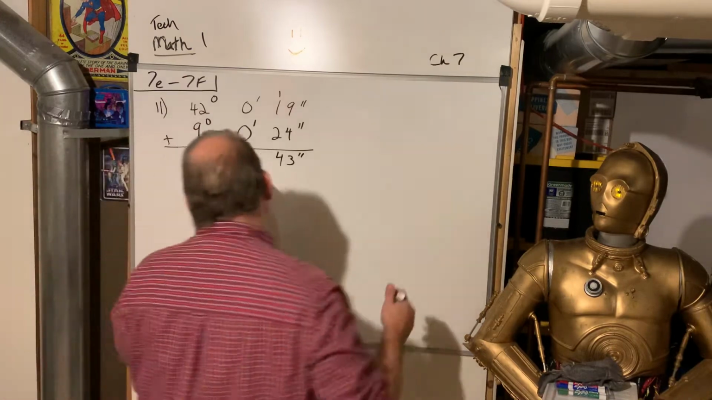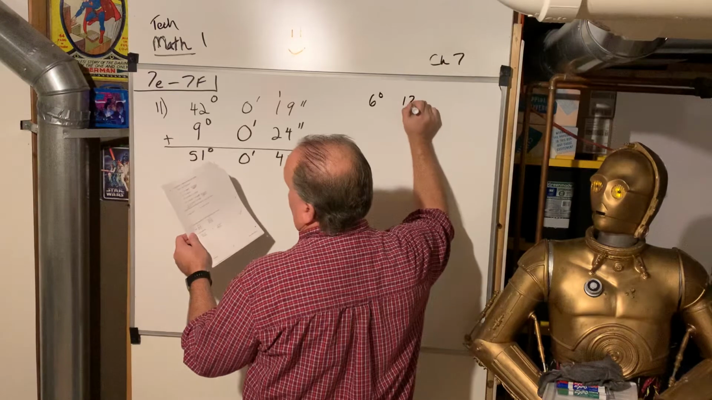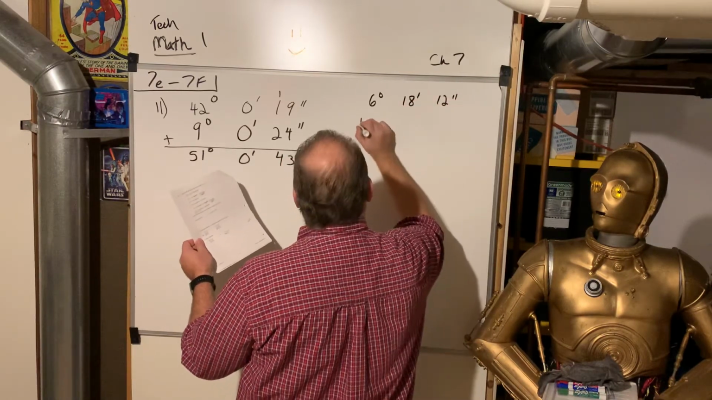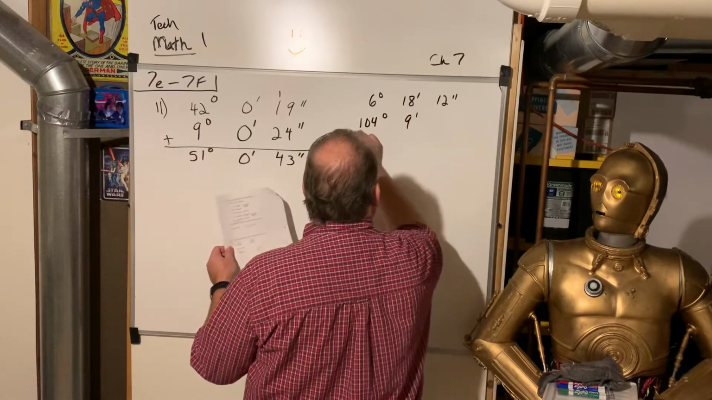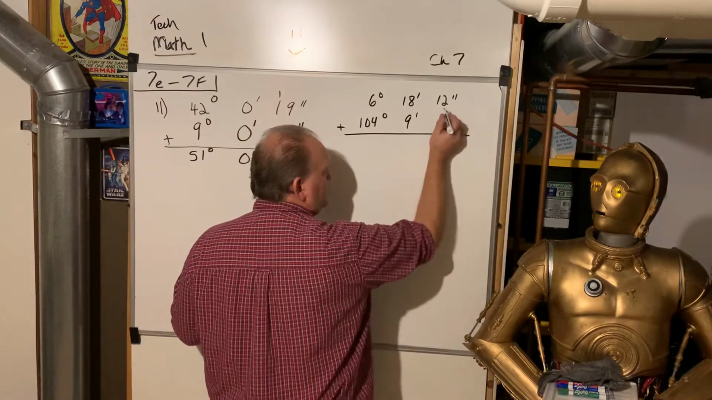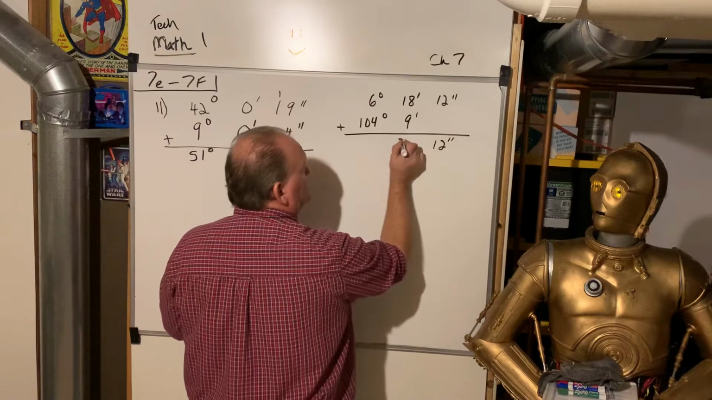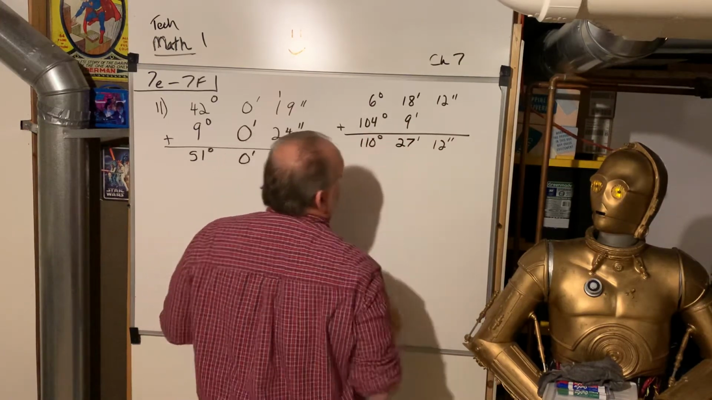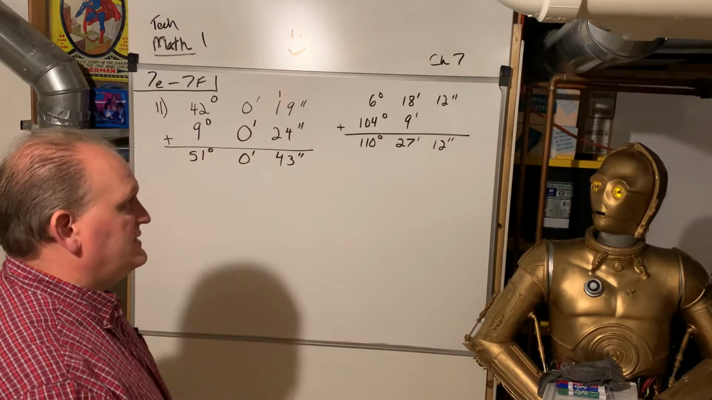Okay, let's take a look at part B. 6 degrees, 18 minutes, 12 seconds, and 104 degrees, 9 minutes. If we were adding those together, this is 0 minutes, so that's 12 seconds. That's 27 minutes. That's 110 degrees. So 110 degrees, 27 minutes, 12 seconds.